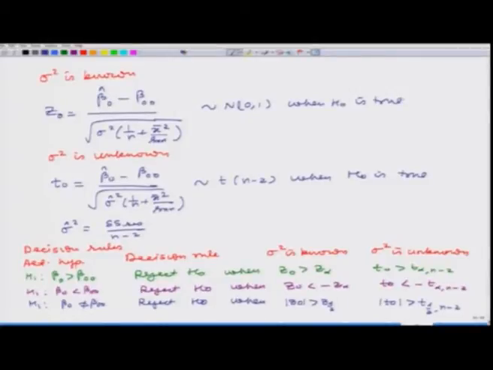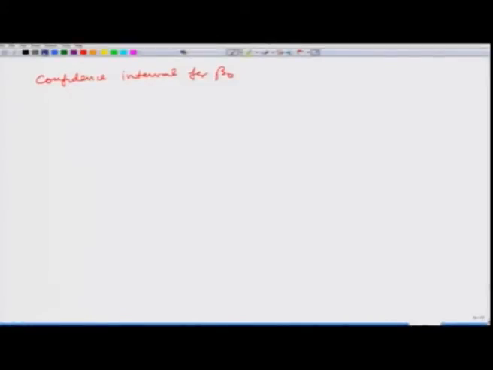Okay. Now after this we can also construct the confidence interval for beta naught. That is not difficult, and it goes exactly on the same lines as we have developed the confidence interval for the slope parameter. I am going to use the same statistics that we used in the test of hypothesis, Z naught and T naught, under the two cases when sigma square is known and when it is unknown.